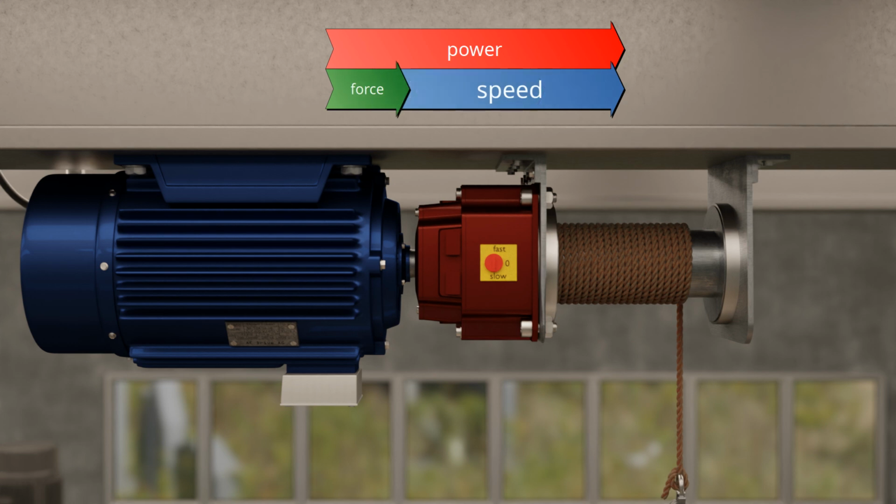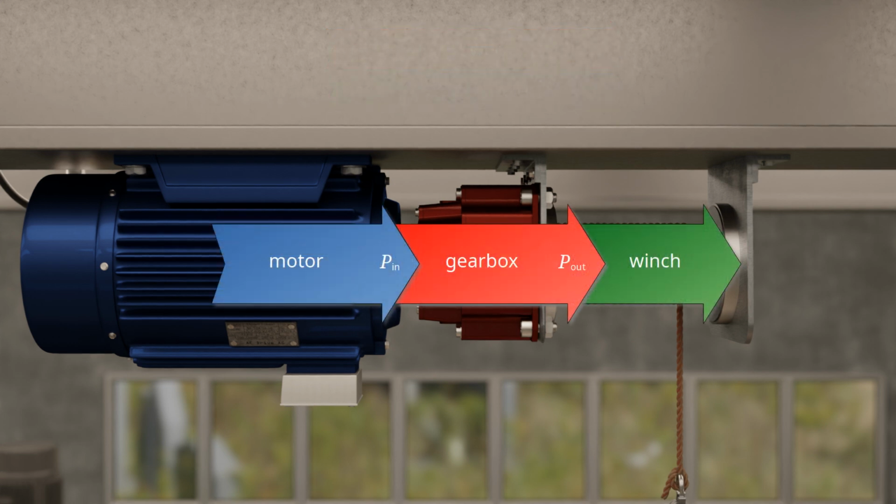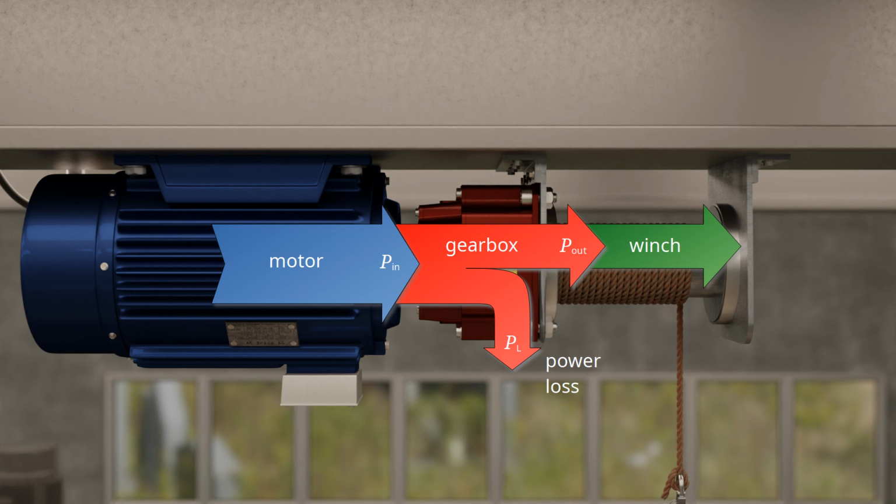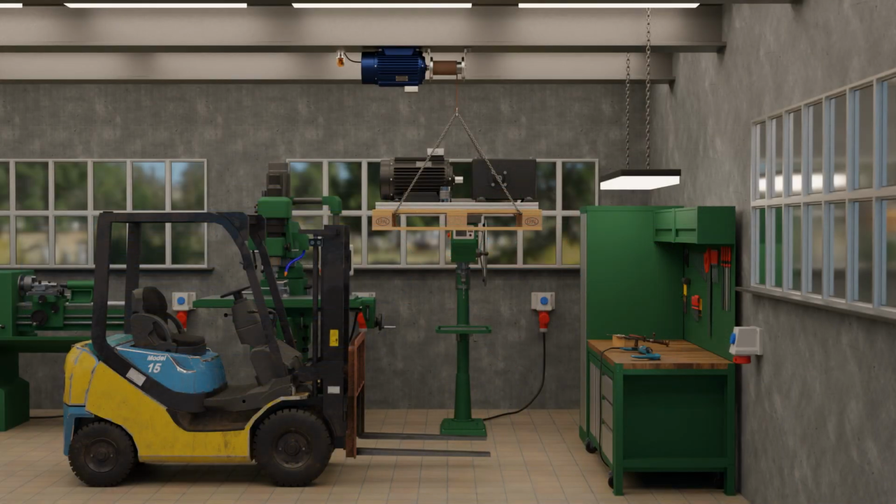In a perfect case, all the drive power delivered by the motor is transmitted to the output shaft of the gearbox. In reality, however, power losses occur in the gearbox due to friction. These are taken into account by an efficiency factor, which will be discussed in more detail later. The knowledge of the relationship between force and speed for translational motion can now also be applied to rotational motion. To do this, the winch is again considered.